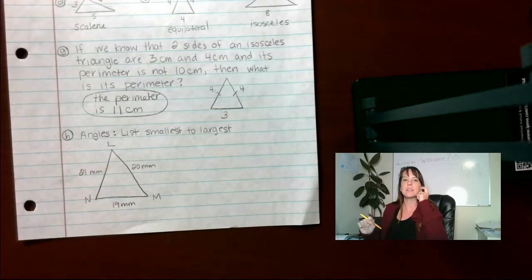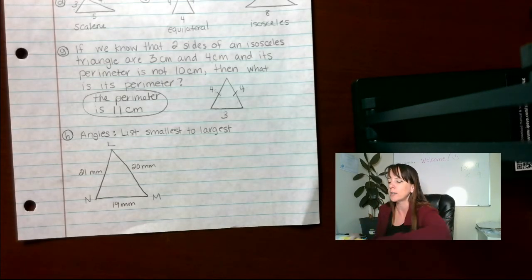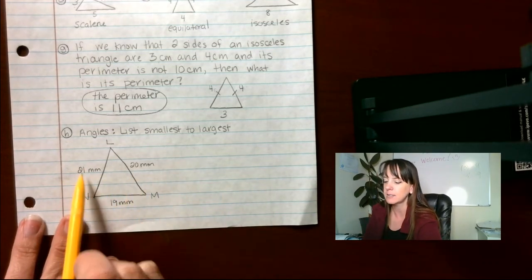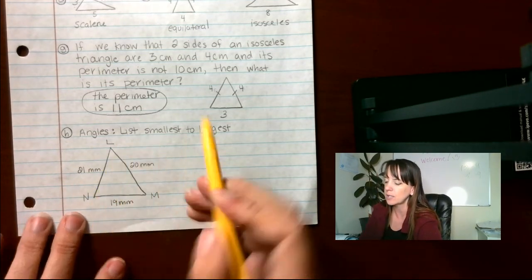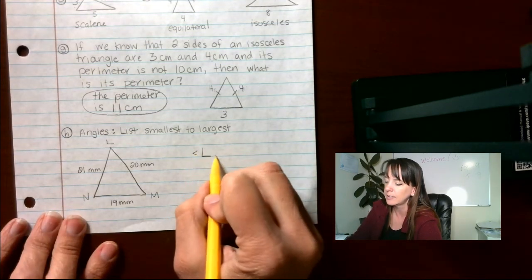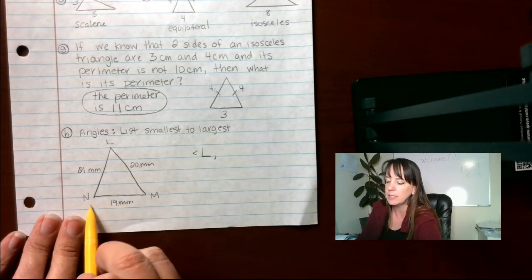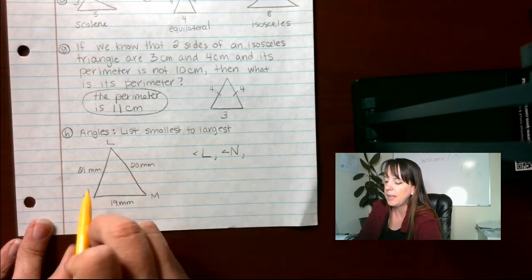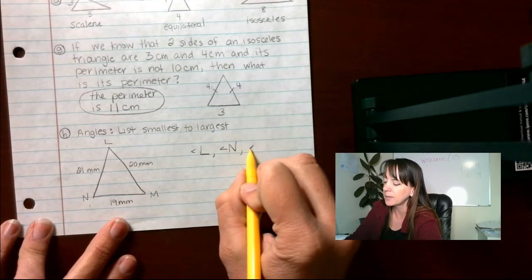All right, angles. List the smallest to the largest. The smallest angle always comes opposite the smallest side. This is our smallest side right here, so it's going to be angle L. And then our medium angle is angle N because it's opposite the 20. And then 21 is opposite M, so angle M.